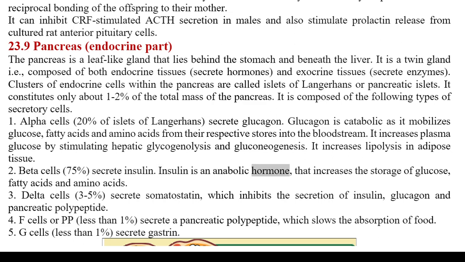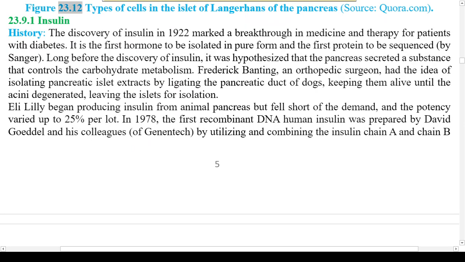Insulin is an anabolic hormone that increases the storage of glucose, fatty acids, and amino acids. 3. Delta cells, 3 to 5%, secrete somatostatin, which inhibits the secretion of insulin, glucagon and pancreatic polypeptide. 4. F cells or PP cells, less than 1%, secrete pancreatic polypeptide, which slows the absorption of food. 5. G cells, less than 1%, secrete gastrin. Figure 23.12 Types of cells in the islet of Langerhans of the pancreas. Source: Quora.com.